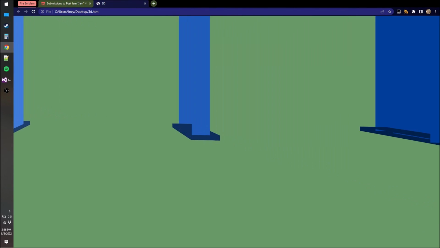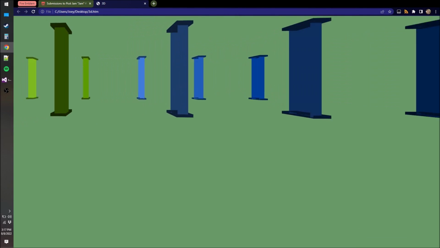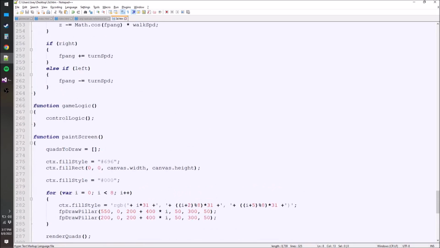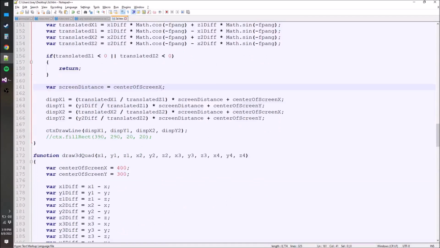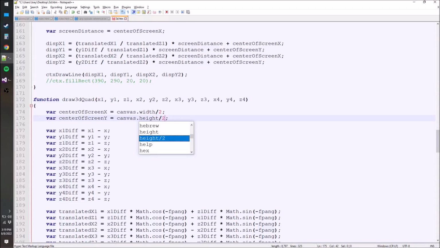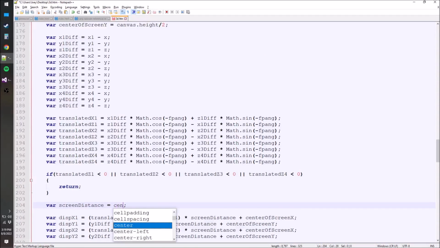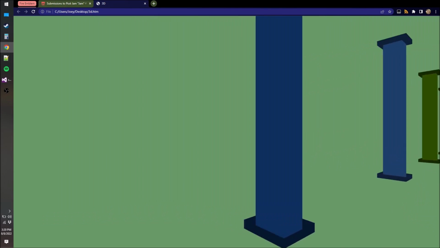So, the issue right now is that I've got to adjust the screen bounds, or how do I define the center here? Okay, yeah, here it is. Center of screen X, center of screen Y. We're going to make this canvas dot width divided by 2, canvas dot height divided by 2, and then the screen distance is center of screen X. And oh, we're defining it again down here. Okay, look at that.